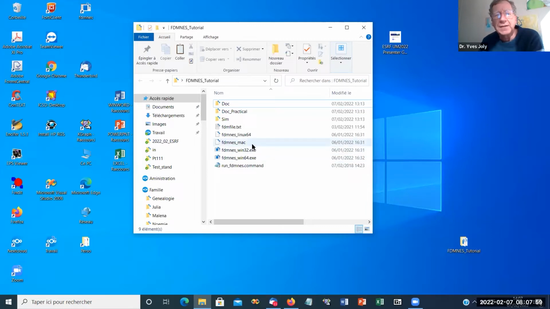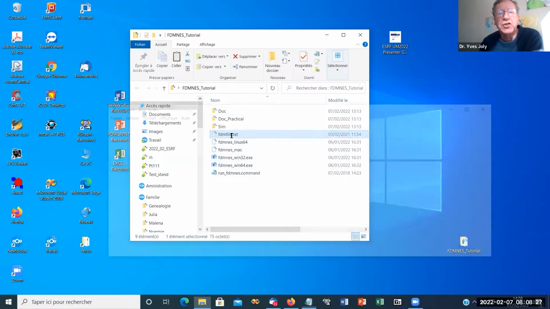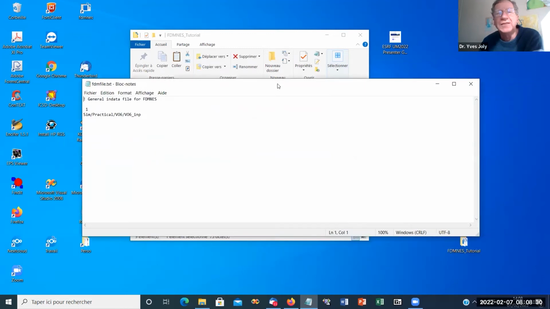If you use Mac, you have to run this command. It's just a way to say where the code is, to make it the running directory. To run the code, I have a Windows 64 PC, so there is this file. When you run the code, it opens this file. I just open it to show. You can see it's very simple.